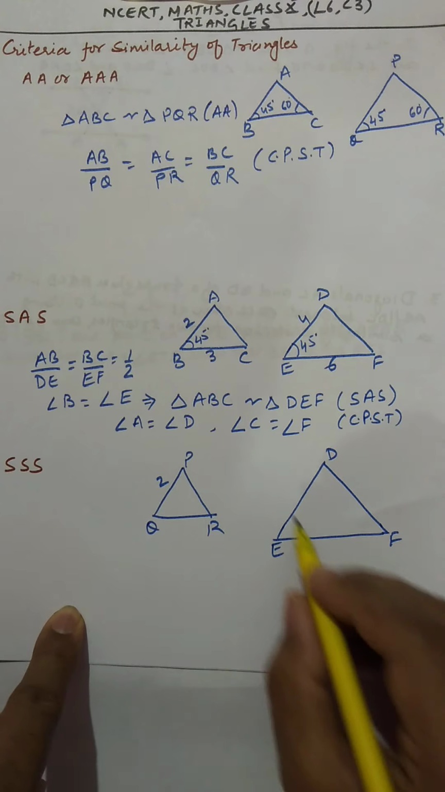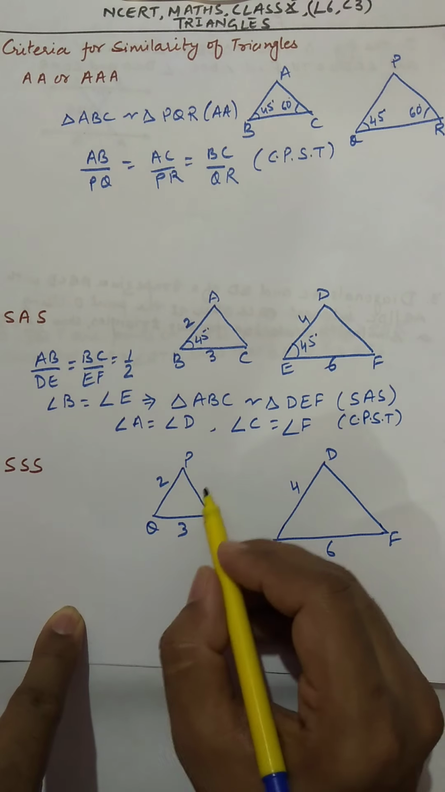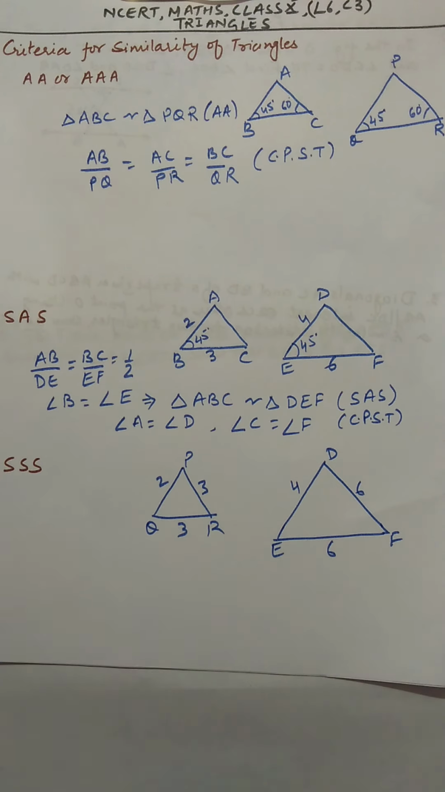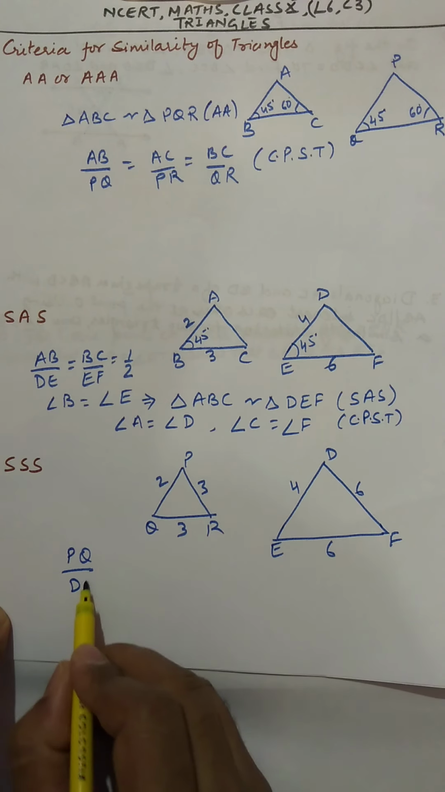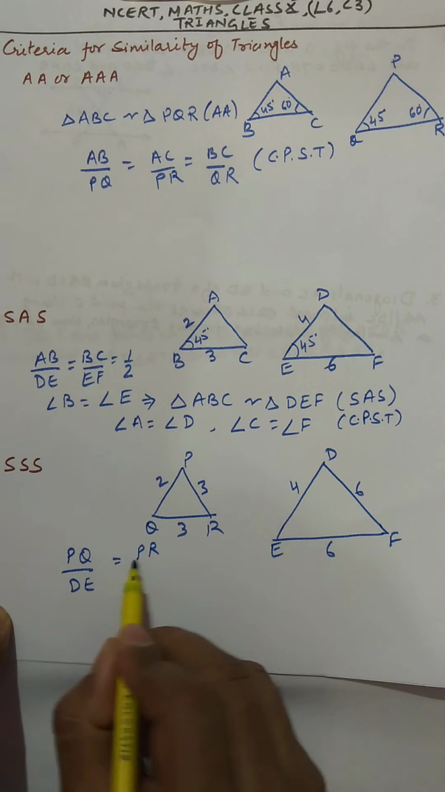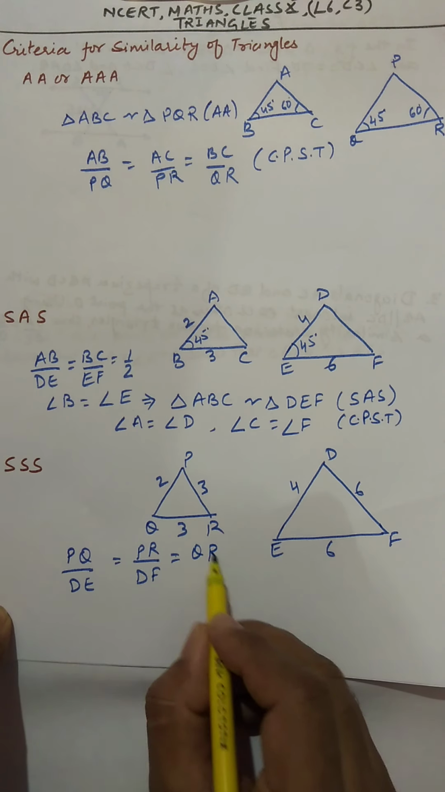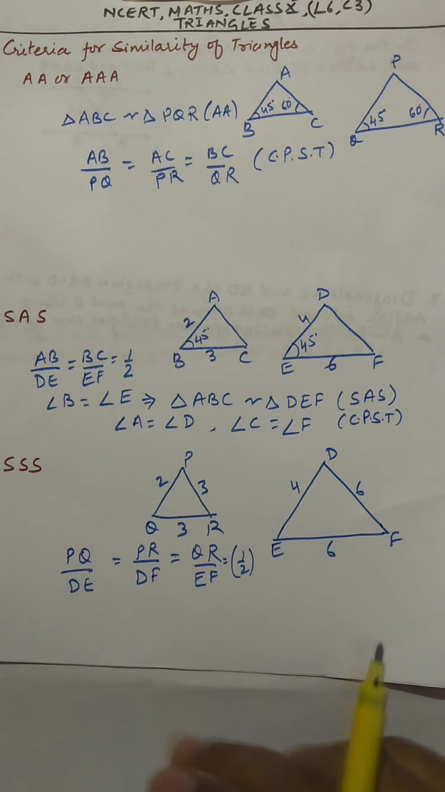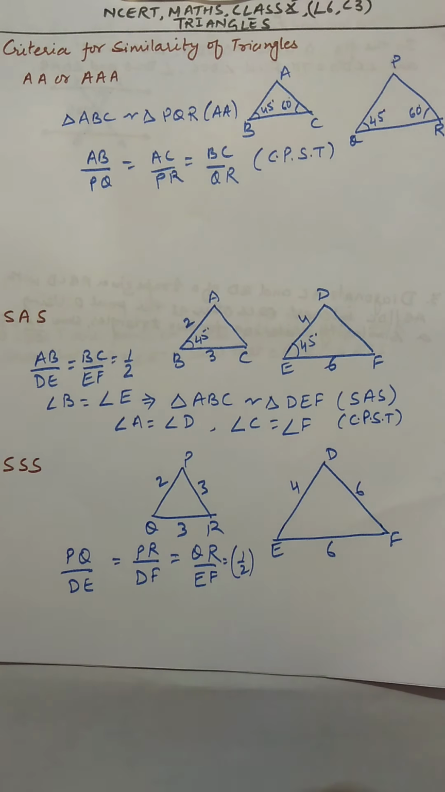This side measurement is 2, this is 4, this is let's say 3, this is 6, and let's say this is also 3 and this is also 6. So now if I find the ratio PQ upon DE, this value is 1 by 2, and PR upon DF, this value is also 1 by 2, and QR upon EF, this value is also 1 by 2. So we are getting that all sides are in equal proportion corresponding wise.